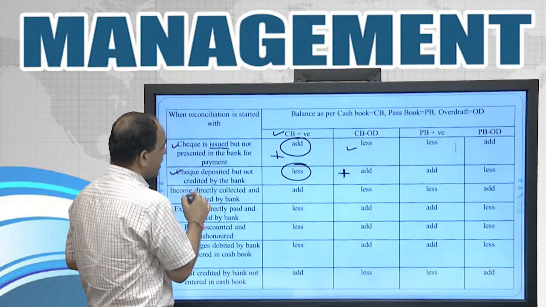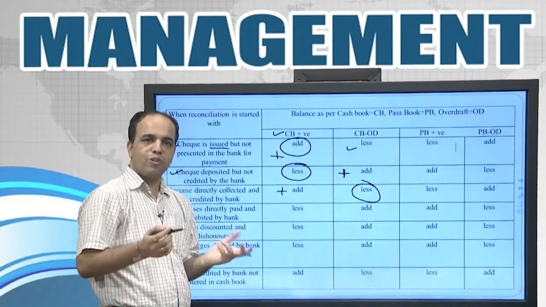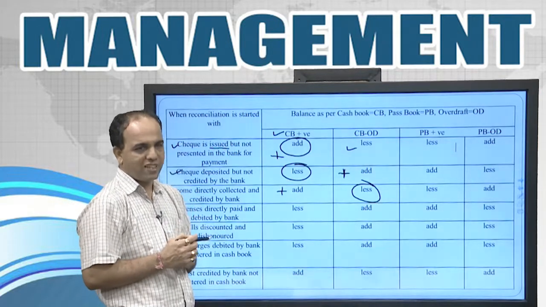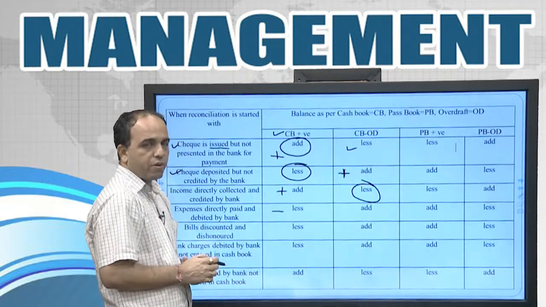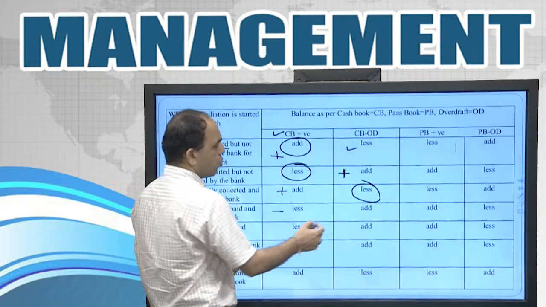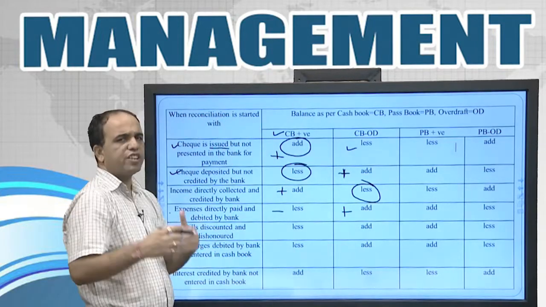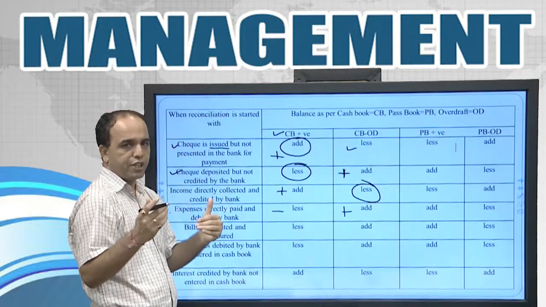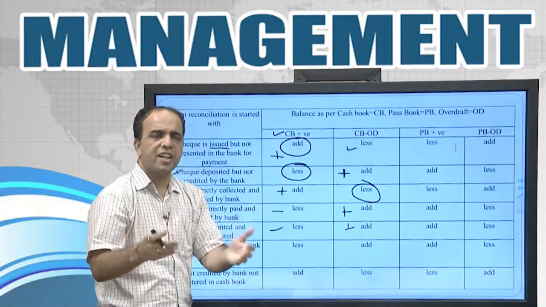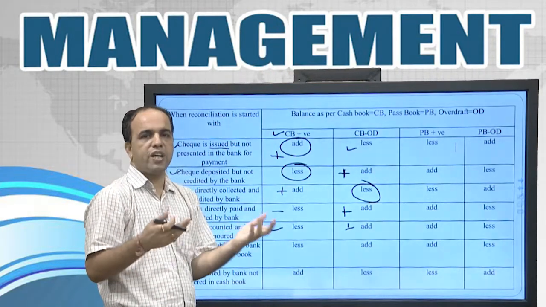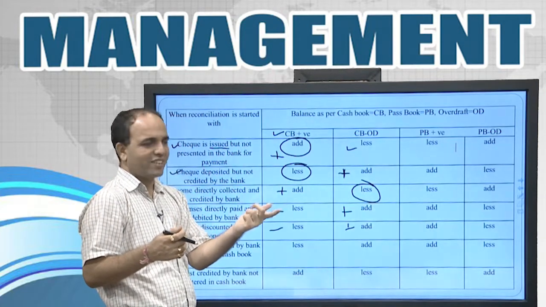Income directly collected and credited by bank, so then we have to add. But wait, if it is an overdraft as per cash book, we have to reduce it, we have to deduct it, we have to minus it. Expenses directly paid and debited by bank, so we have to reduce it from our bank balance. But wait, if it is an overdraft, we have to add it. Bills discounted and dishonored: if it is dishonored, of course our bank balance will be reduced, but if it is as per overdraft, we have to add it, because ultimately overdraft is there and bank has again debited some amount, so we have to add it, because ultimately minus minus, if it is an addition, it should be minus only.